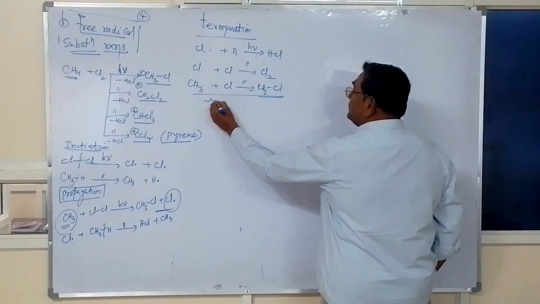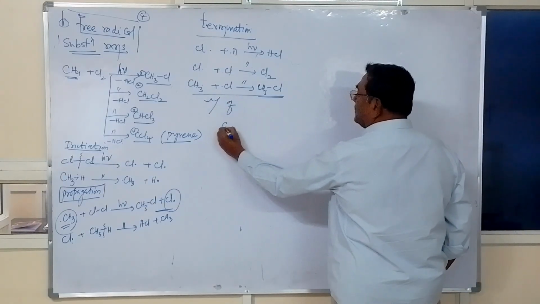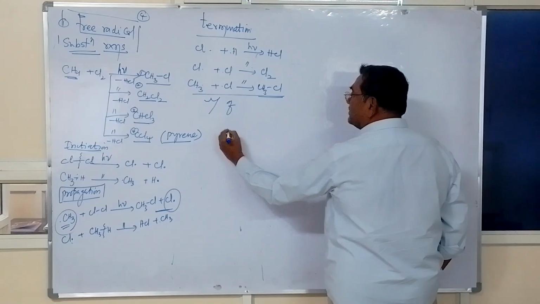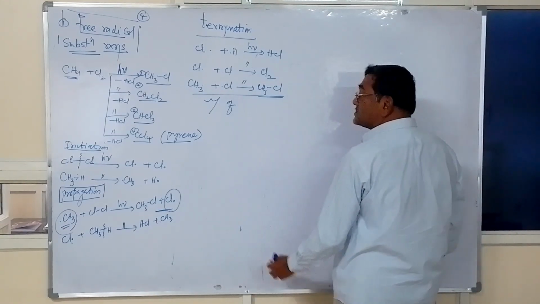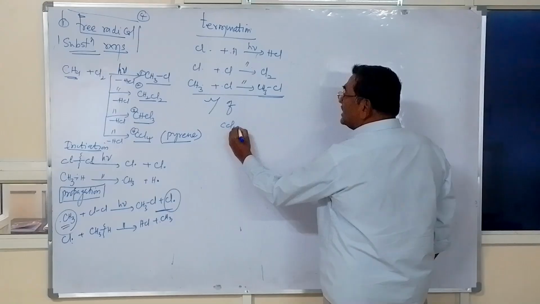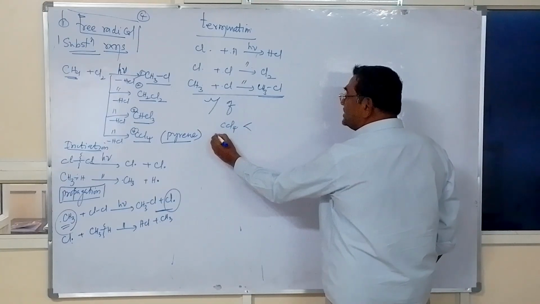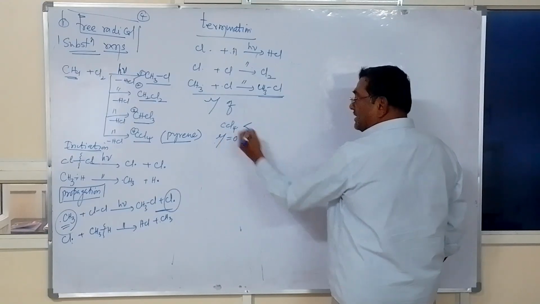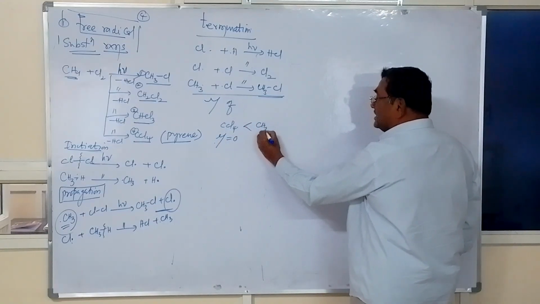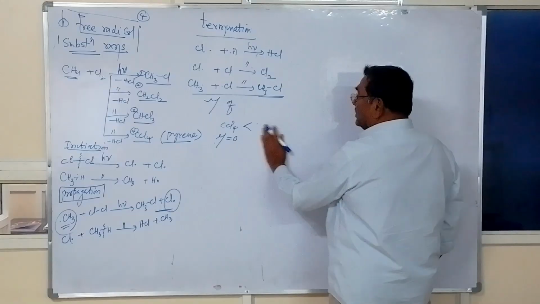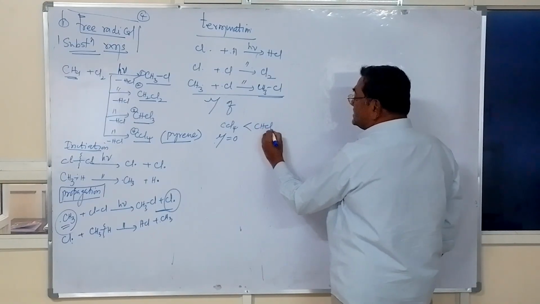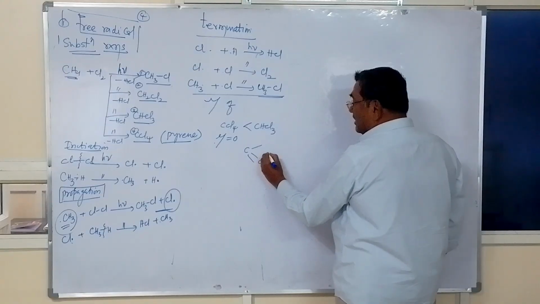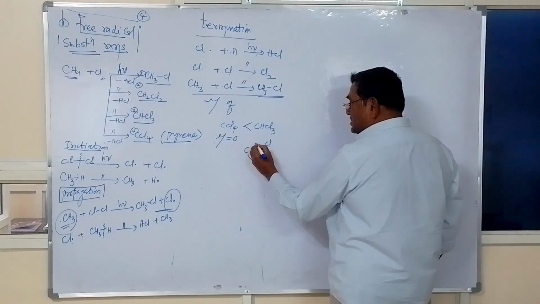And what is the mu of these compounds? Which one has the highest mu value? CCl4 has mu equal to 0, due to its tetrahedral symmetry. After that comes CHCl3, because the bond moment is towards chlorine. This is the third possible question here.